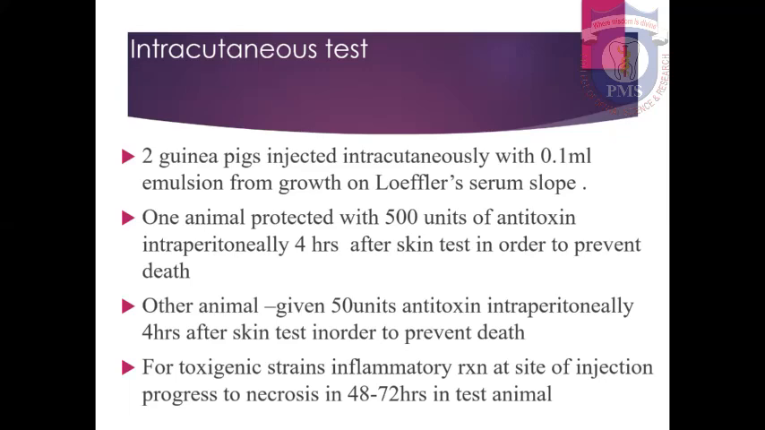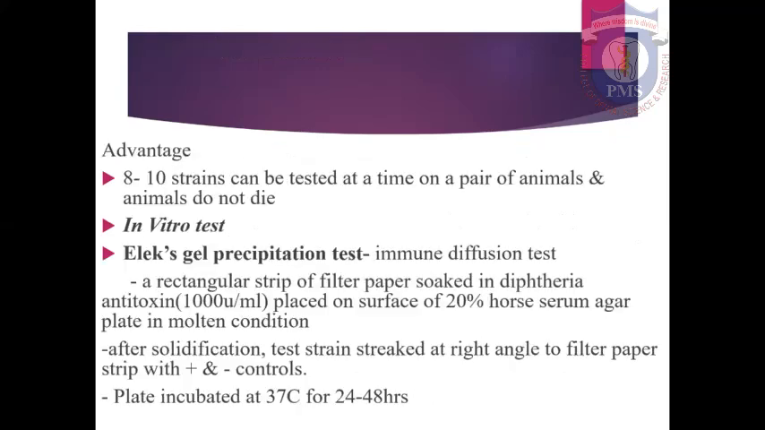For toxigenic strains, an inflammatory reaction takes place at the site of injection and progresses to necrosis in 48 to 72 hours in the test animal. The advantage of this intracutaneous test is that 8 to 10 strains can be tested at a time on a pair of animals, and the animals do not die.